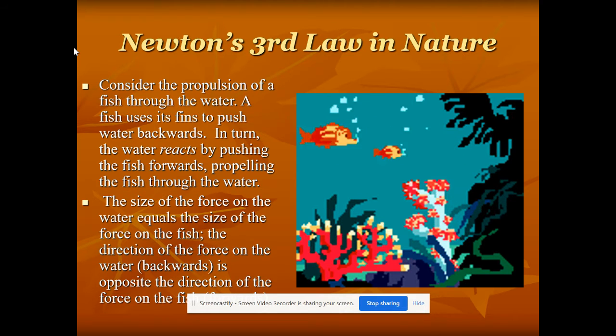Consider the propulsion or movement of a fish through water. So the fish swimming through water. A fish uses its fins to push water backwards. In turn, the water reacts by pushing the fish forwards, propelling the fish through the water. The size of the force on the water equals the size of the force on the fish. The direction of the force on the water backwards is opposite of the direction of the force on the fish, or forwards.